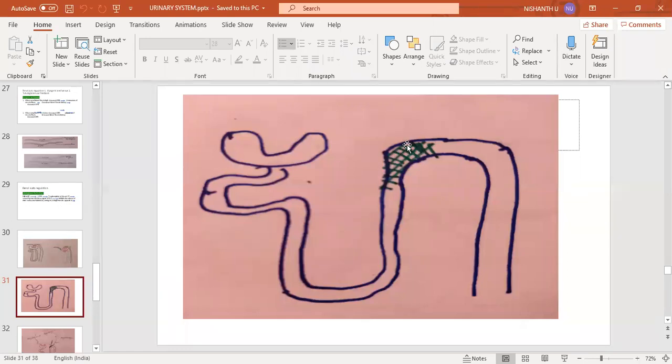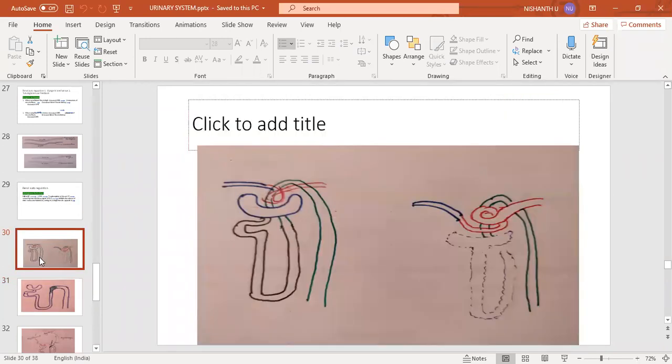I repeat again, this part, that means the end part of the loop of Henle and the early part of the distal convoluted tubule, contains specialized cells. They are called macula densa cells or the macula densa region. This macula densa region will constantly be in contact with which one? Bowman's capsule. Now you can go through the diagram. It will be in contact with the Bowman's capsule.